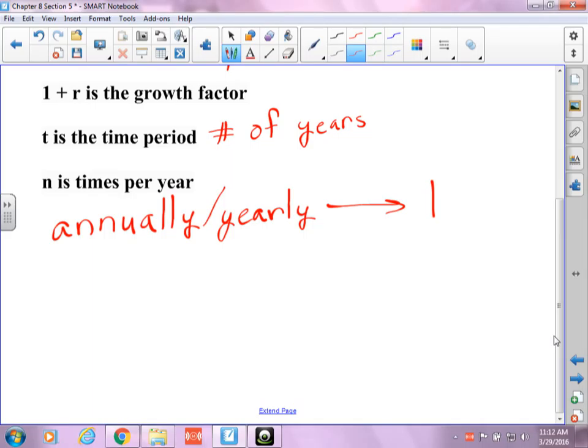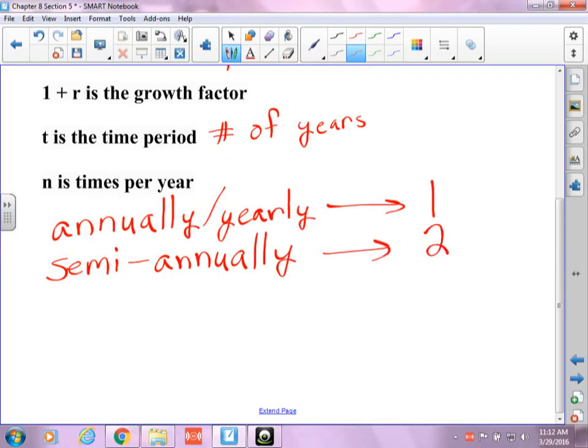If they say semi-annually, you're going to put in a what? A 2. Because semi means 2. Think of it, every 6 months, because there's 12 months in a year. 6 months goes by, that's 1. Next 6 months, that's 2. Again, you're going to want to put this down, because if you don't write it down, it's going to be a problem later.